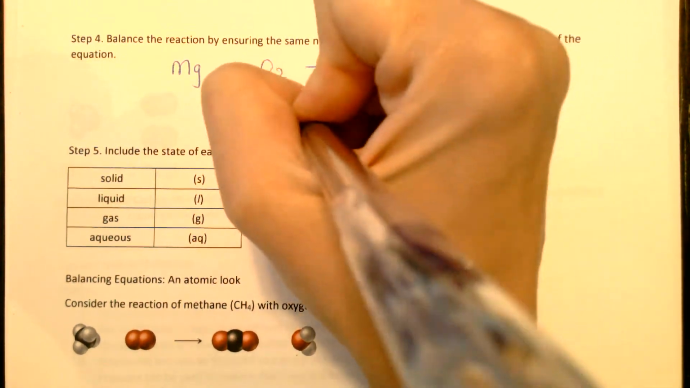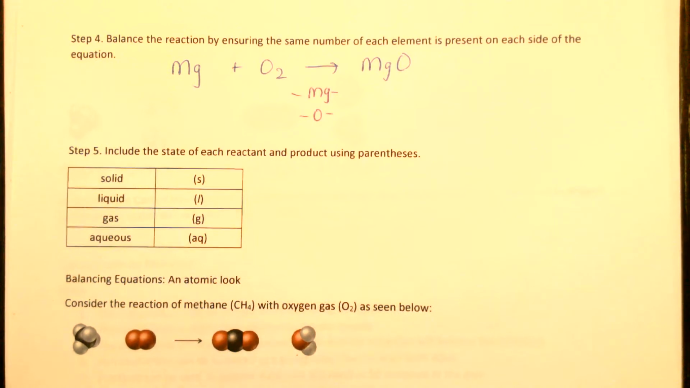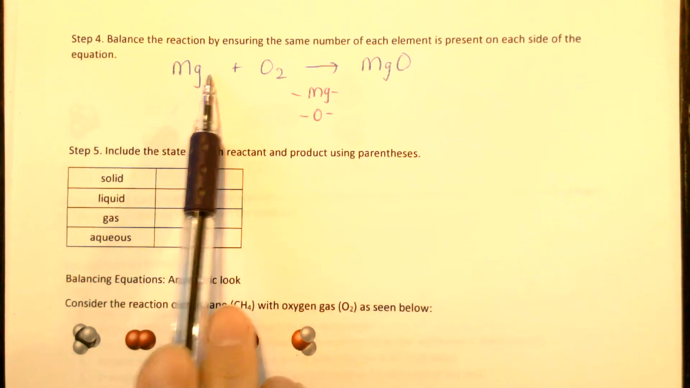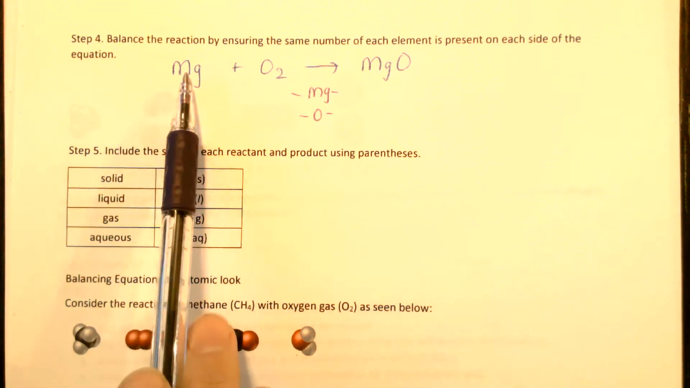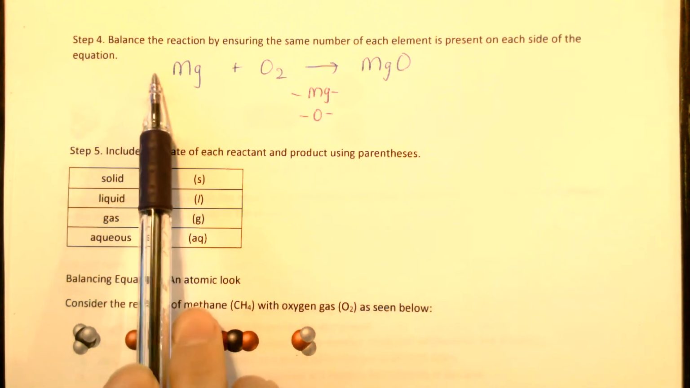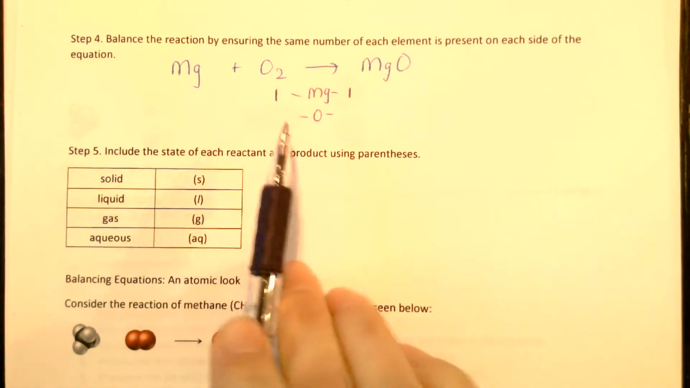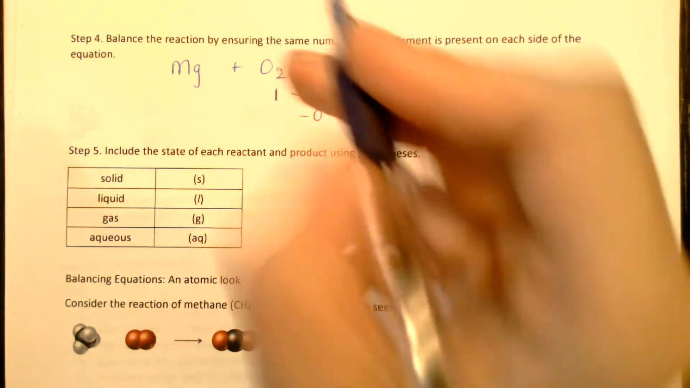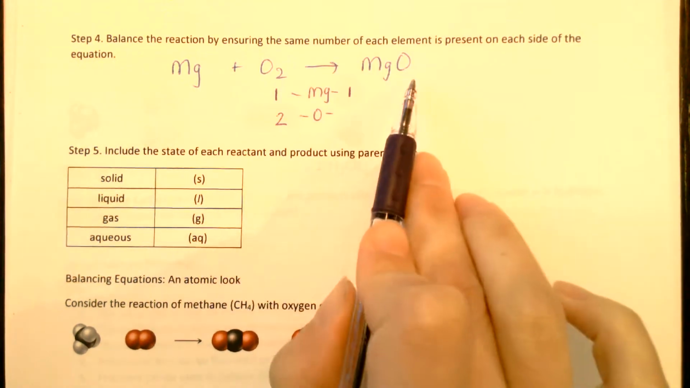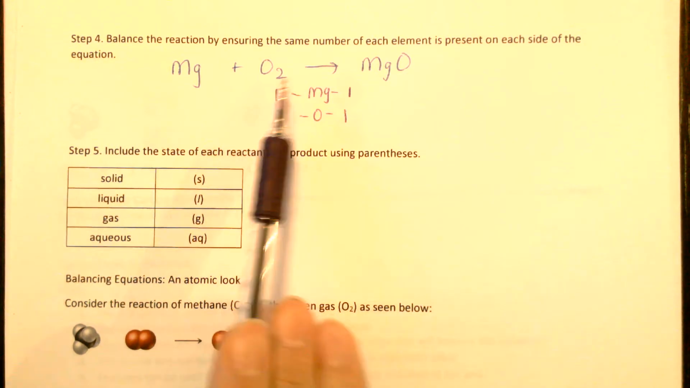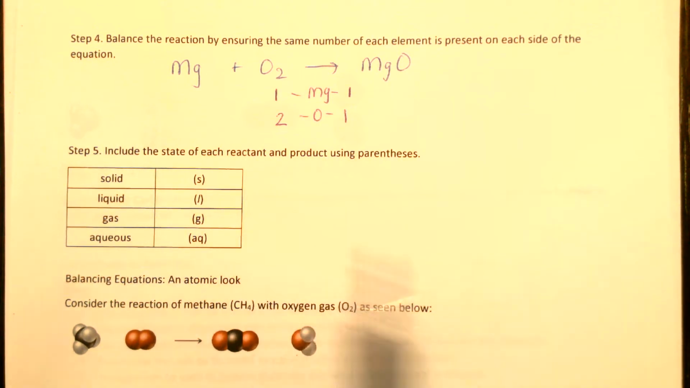So the way I like to do this is list my elements of magnesium and oxygen, and I'm going to compare them on each side. So just like with subscripts, if there's nothing there, that means it's 1. So out in front of here, there's nothing. I have 1 magnesium. Over here, I also have 1 magnesium. If we look at oxygens, that subscript tells me I have 2. And over here, I have just 1. Okay, so I have 2 on this side. I have 1 on this side.